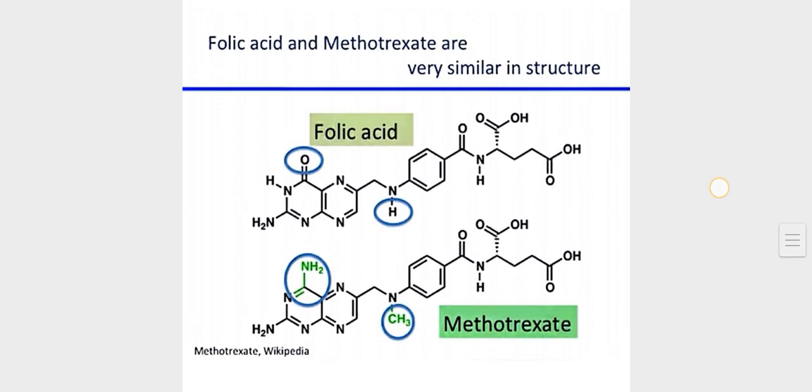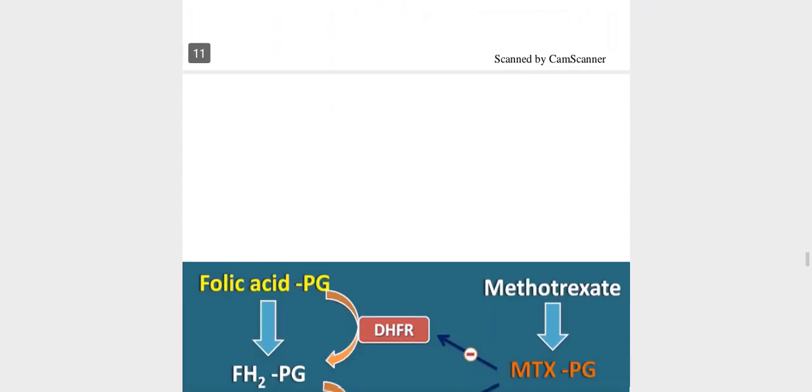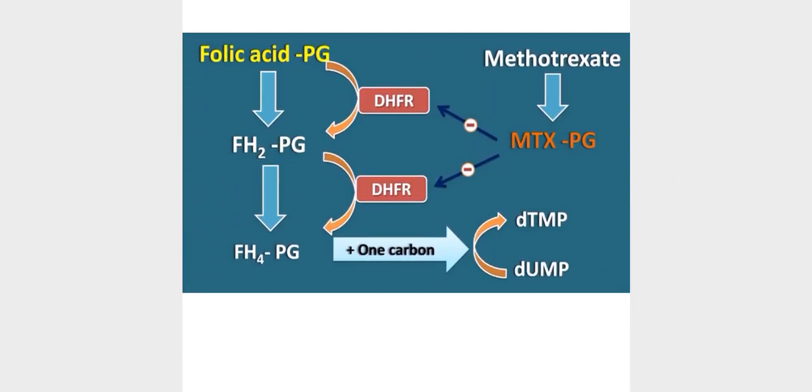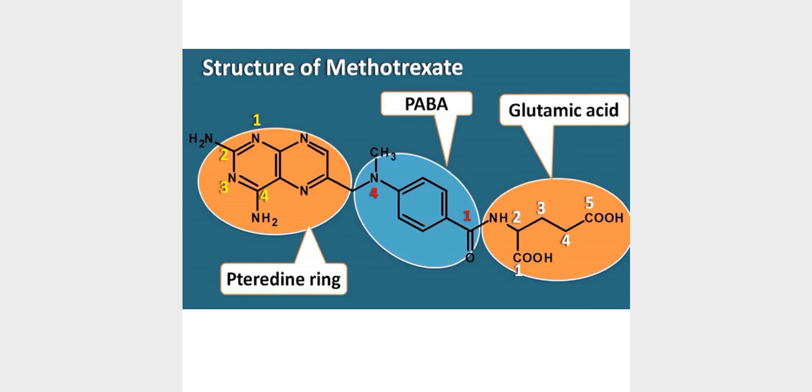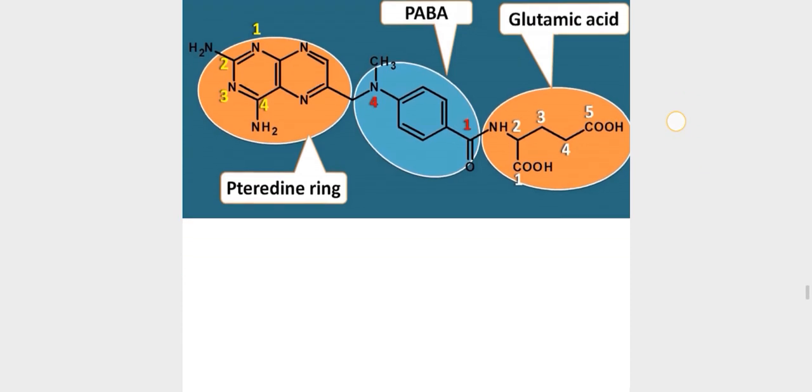Folic acid and methotrexate are very similar in structure. Folic acid, FH2Pg, FH4Pg. DHFR will be the one carbon. Methotrexate, MTXPG, TTMP and dUMP. Structure of methotrexate: pteridine ring, PABA and glutamic acid.